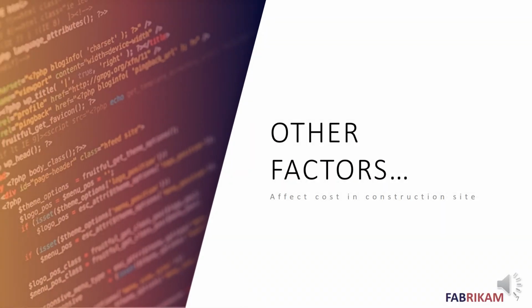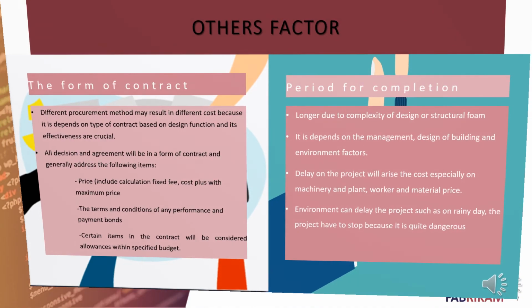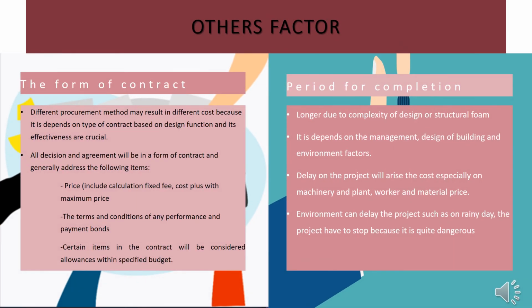Then we move to the other factors that affect cost in construction site. The implication of building construction cost is associated with the aspect of design, construction management, and cost control. The first other factor is the form of contract.